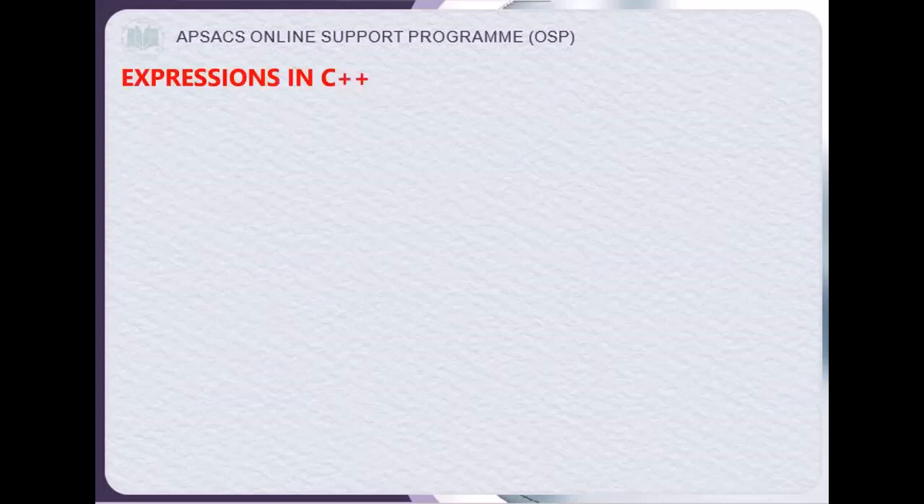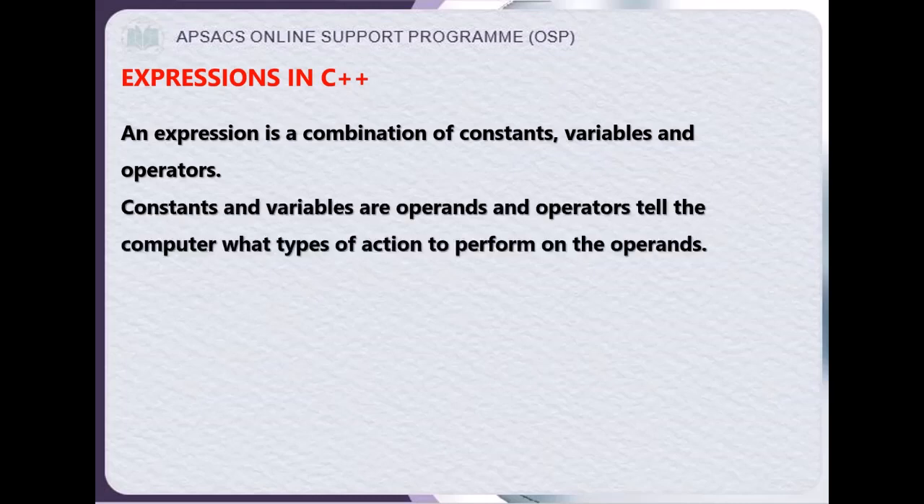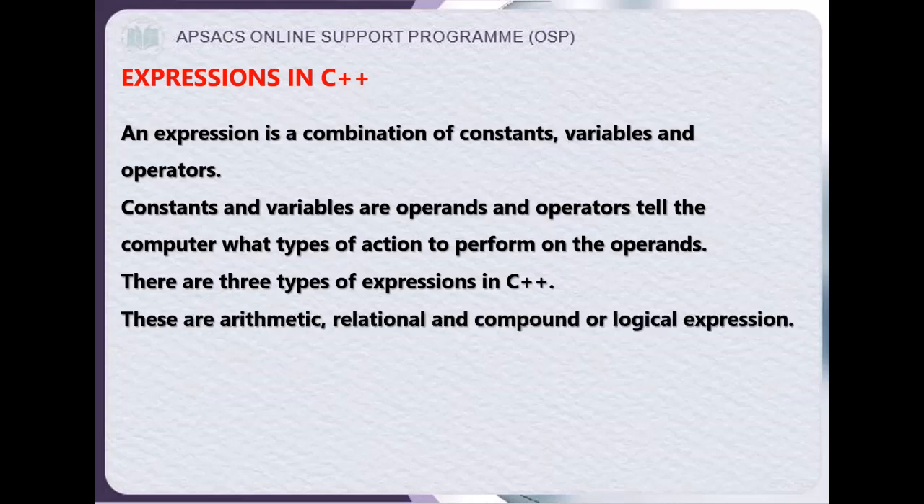Expressions in C++. An expression is a combination of constants, variables and operators. Constants and variables are operands and operators tell the computer what type of action to perform on the operands. There are three types of expression in C++. These are arithmetic, relational, and compound or logical expression.